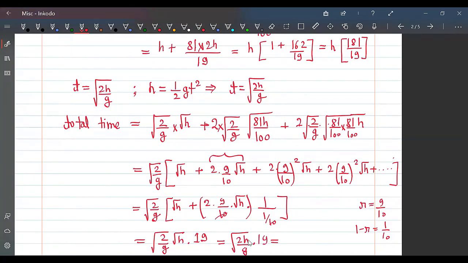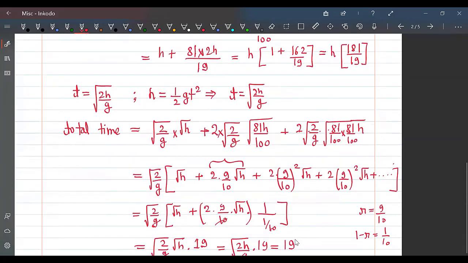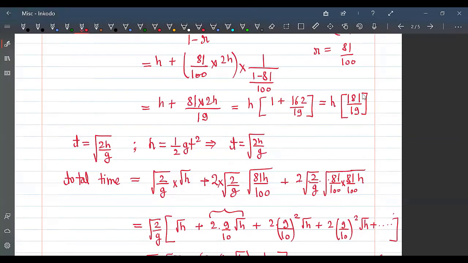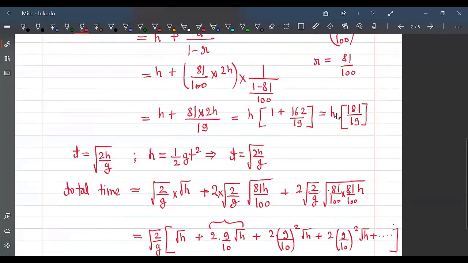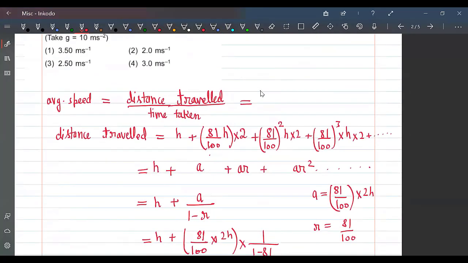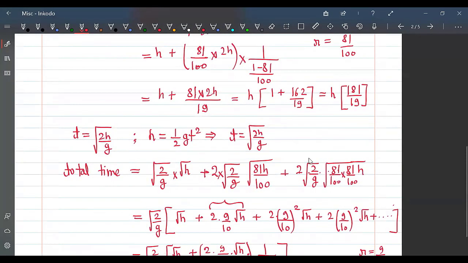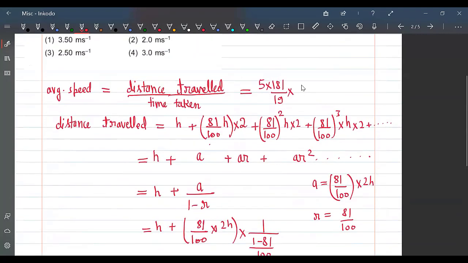The value of h is given as 5 meter, g as 10. So this will cancel out and this is only 19. So h is this much, and we'll calculate the value then. Distance traveled is h into 181 by 19. So h is 5 into 181 by 19, whole thing divided by 19. So if we calculate this, then approximate calculation, this will give us 2.5 meter per second.